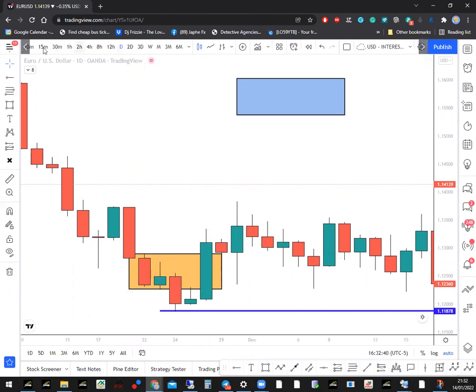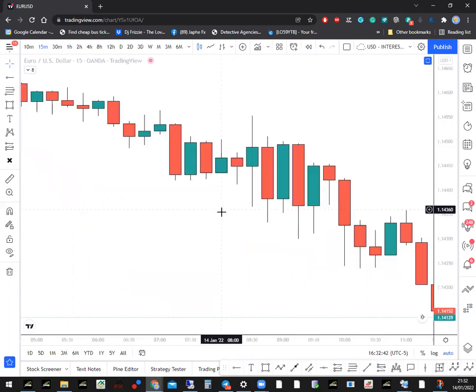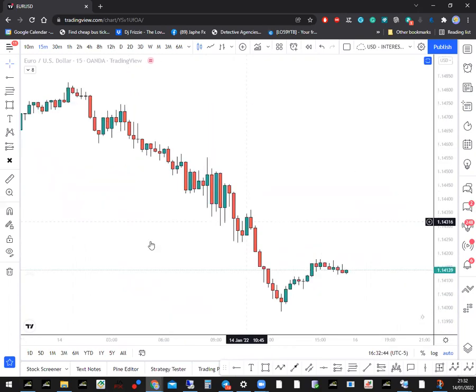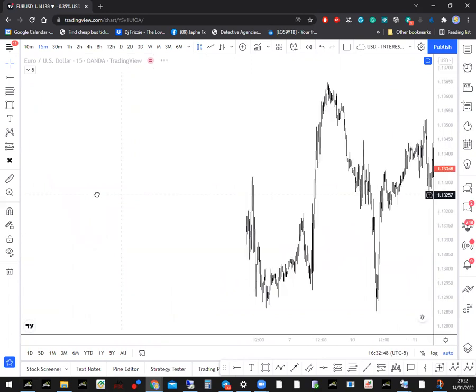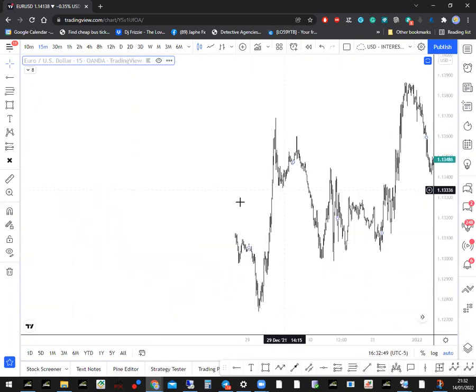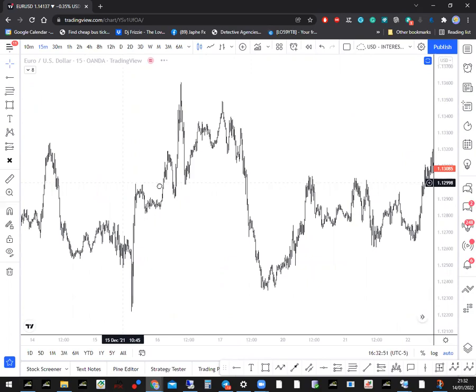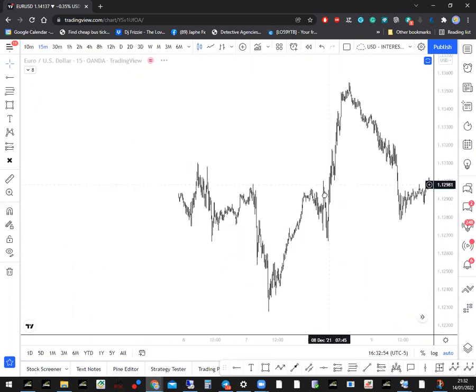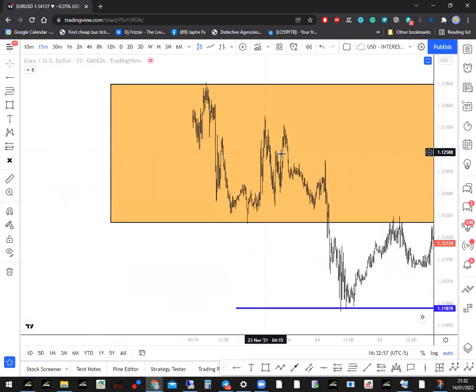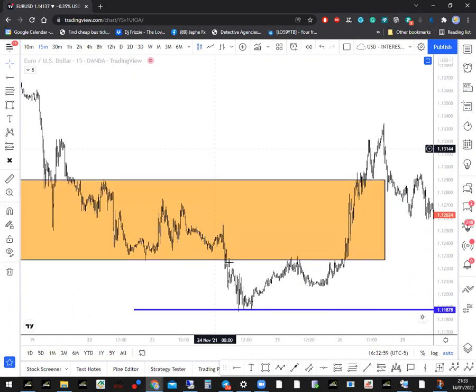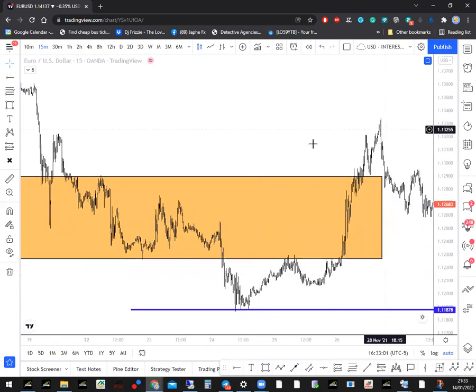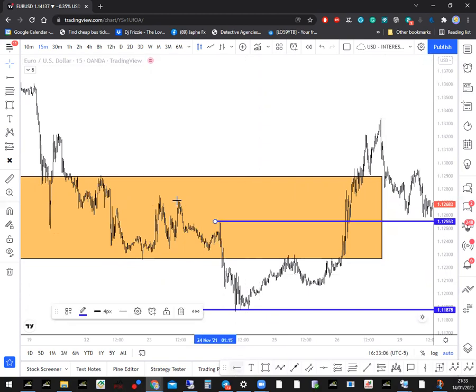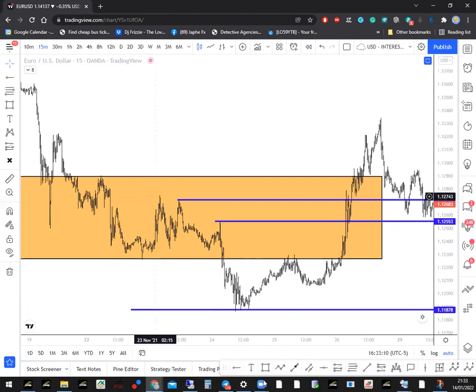If we go to your 15 minutes, you'll see how this price action looks. This is why we have TradingView, so we can always go to the lower timeframes. You can see here that this was a W to the upside, and it had taken out this high, this high, and this high. So that's 3 highs already gone.